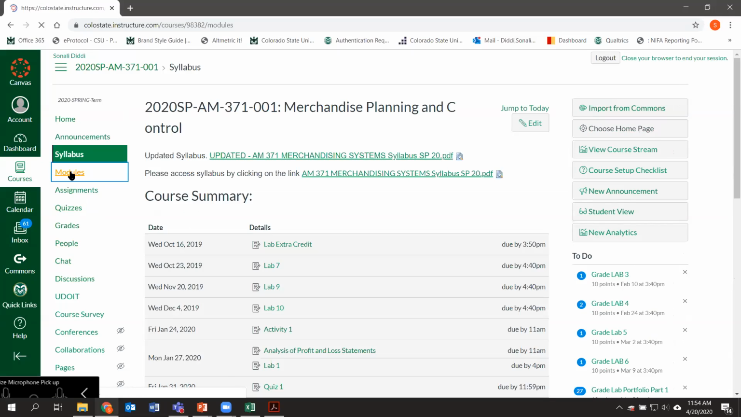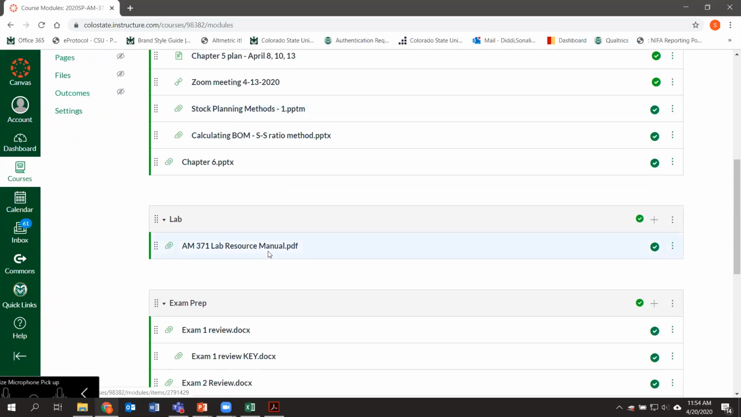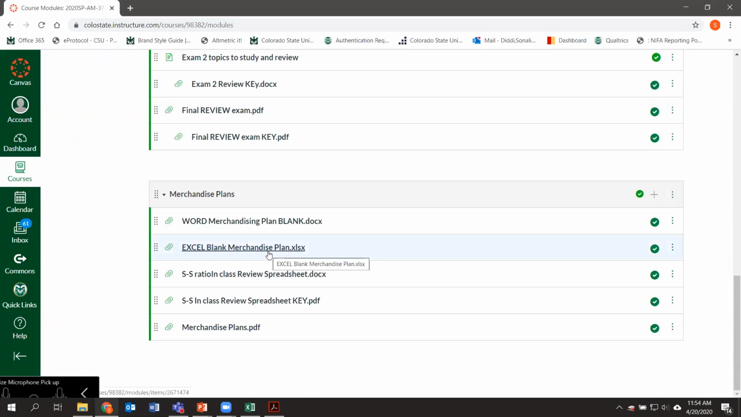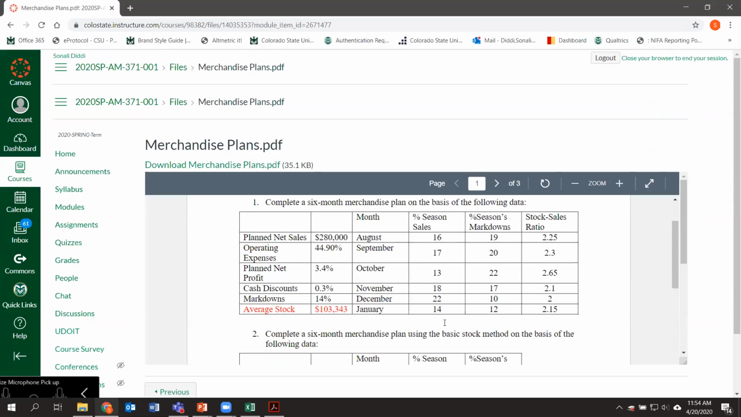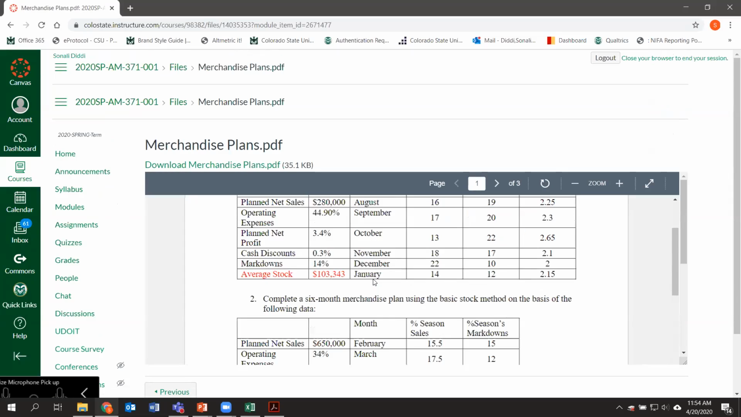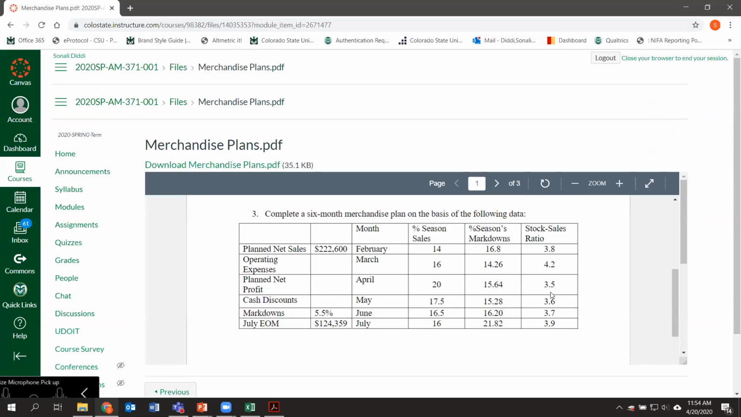So when you go to modules, you will see here merchandise plans PDF. And when you click on that, this is the first problem which we did today. I want you to do number 3 because it is also based on the stock to sales ratio method. So this is what you will be submitting for your lab. I'm guessing lab 7. I'll write down all those details on Canvas right after this class.